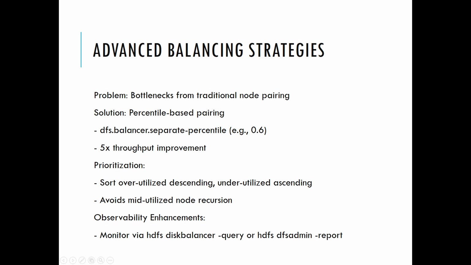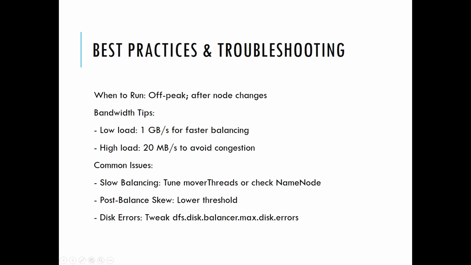For visibility, use commands like hdfs diskbalancer -query or hdfs dfsadmin -report to monitor and troubleshoot operations. To get the best performance from your balancing operations, follow these best practices. First, always run balancing jobs during off-peak hours, ideally after node or disk changes. Adjust your bandwidth according to system load. Use up to 1 GB per second when the cluster is under light load. Reduce it to 20 MB per second to avoid congestion during high load.